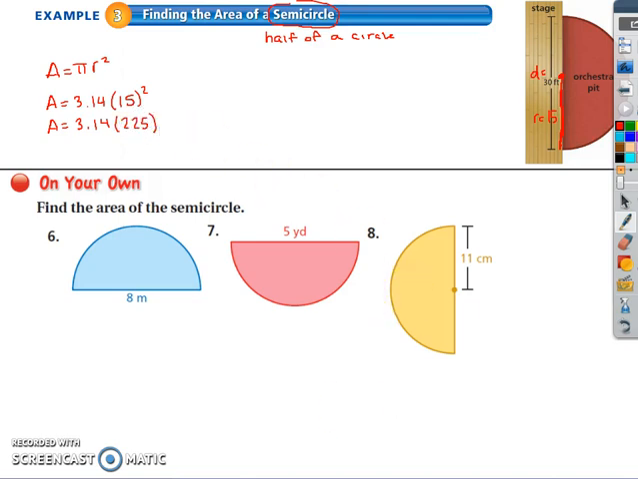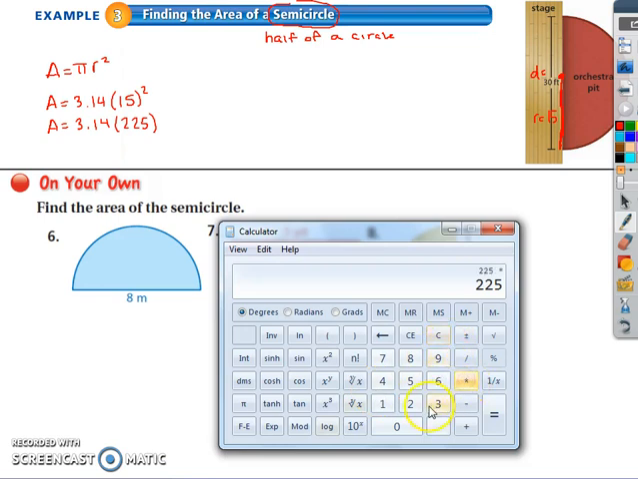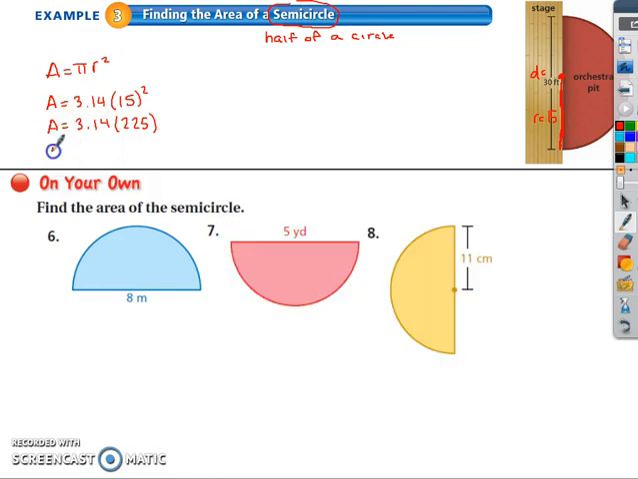And then from there I just need to multiply by 3.14. So times 3.14 to get 706.5. The area of our orchestra pit, if it were a whole circle, is going to be 706.5 square feet. However, we don't have a whole circle. We only have half of a circle. So I now need to take that orchestra pit and divide it in half. So the area that we're looking for is actually 1/2 of 706.5, or 706.5 divided by 2.